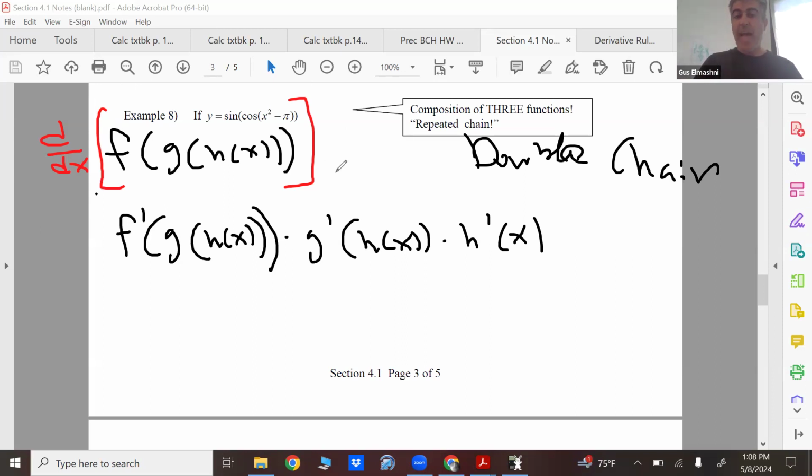What's the outside function? What's the outside function, guys? What's your F? And what's your G? And that's your H, right? So what's the derivative of sine? Cosine, right? So it's cosine of, and keep the rest intact.